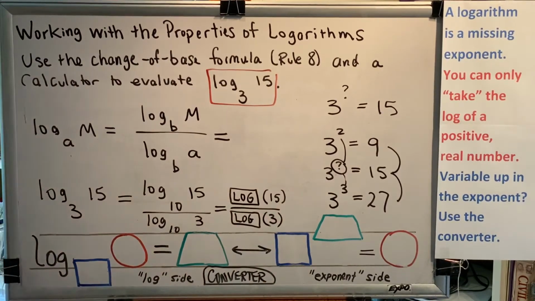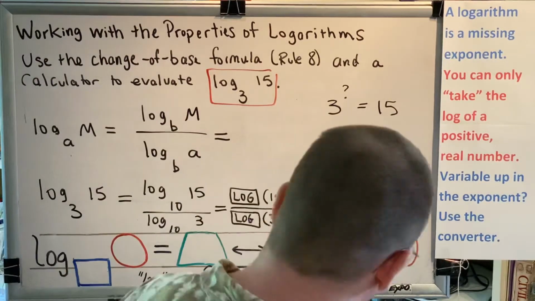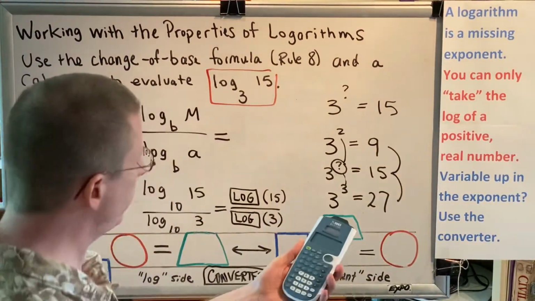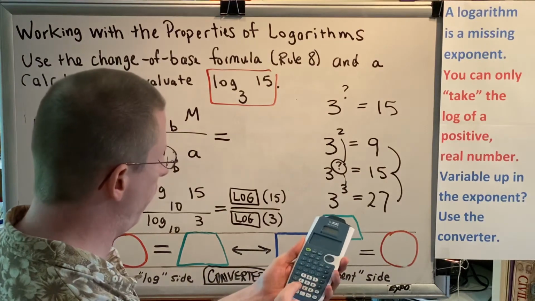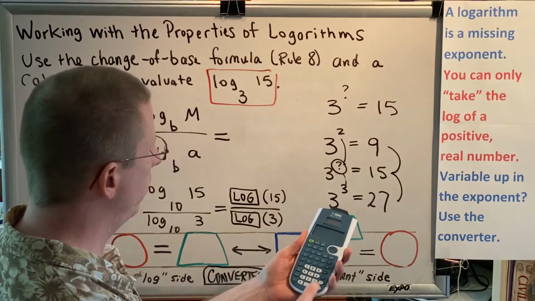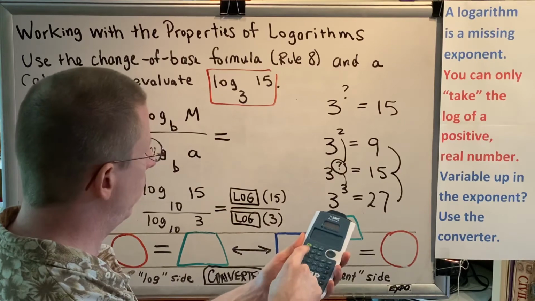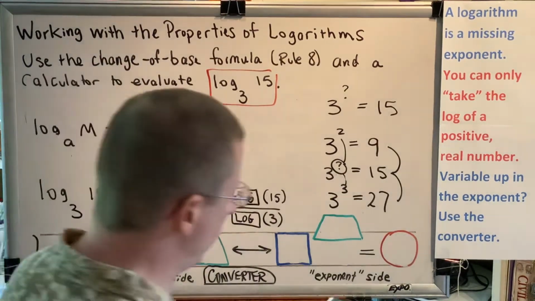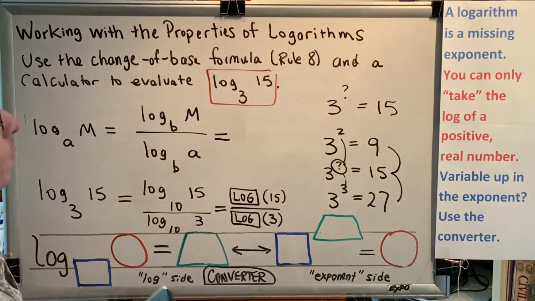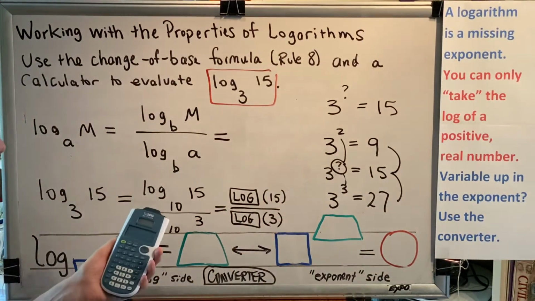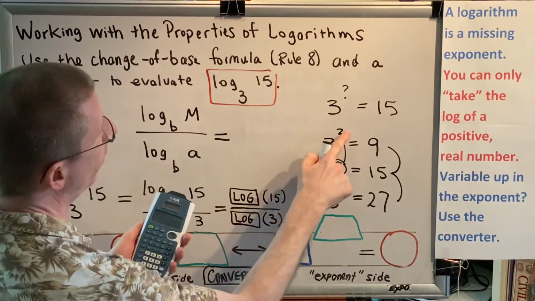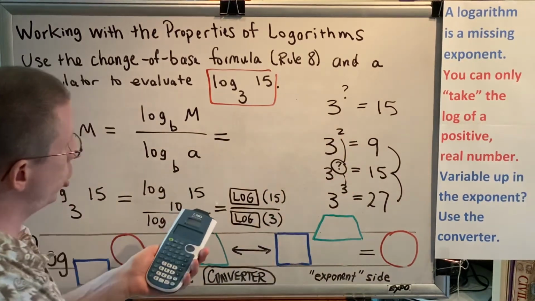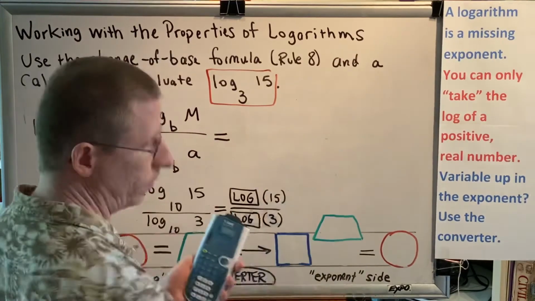All right, now we're ready to use our calculators. So let's go ahead and put this in. First, I'm going to do log of 15, enter, divided by log of 3, enter. And the value that I get is 2.465 approximately. This gives me confidence that my answer is correct because I know that it was supposed to be somewhere in between 2 and 3.